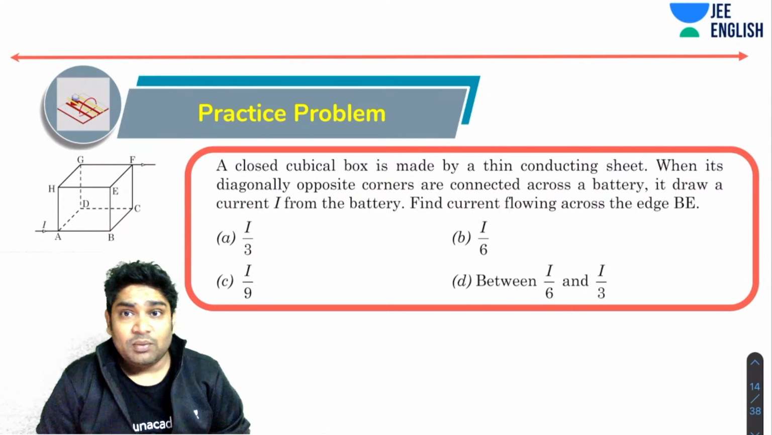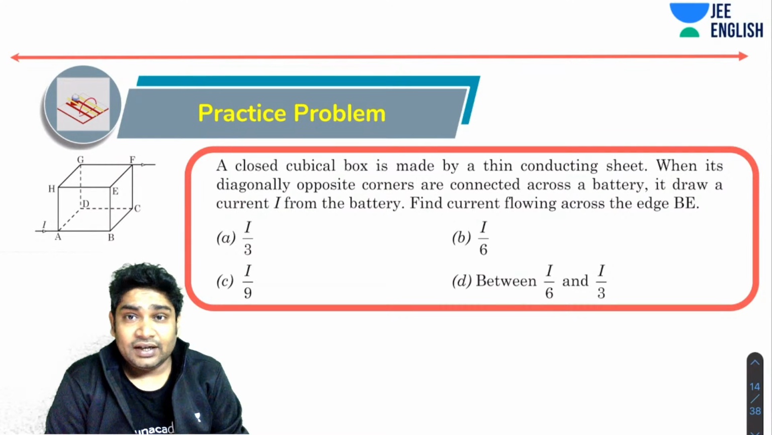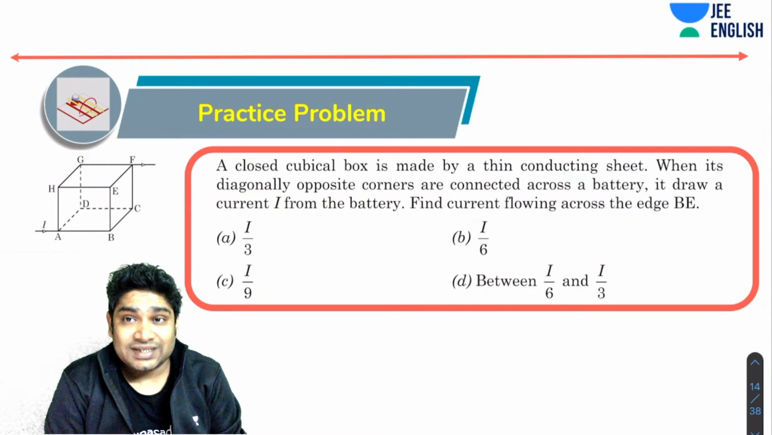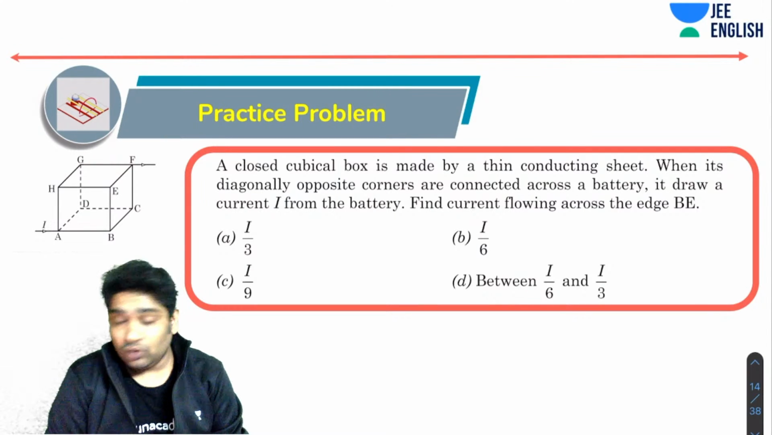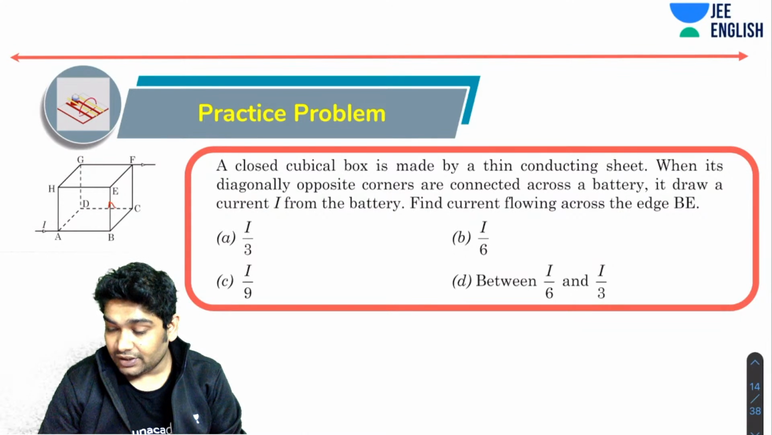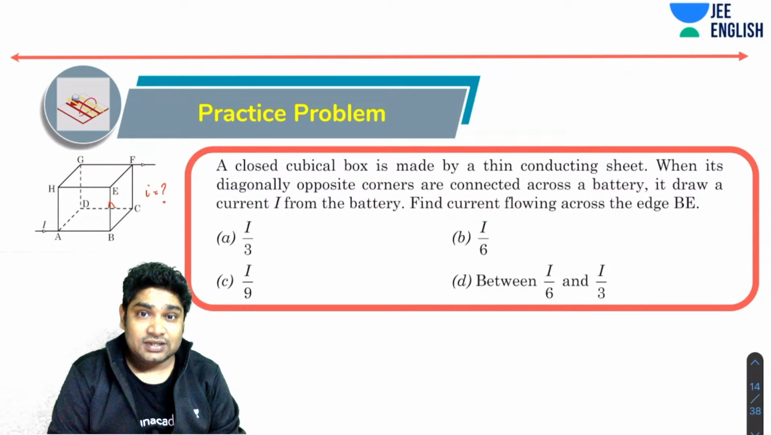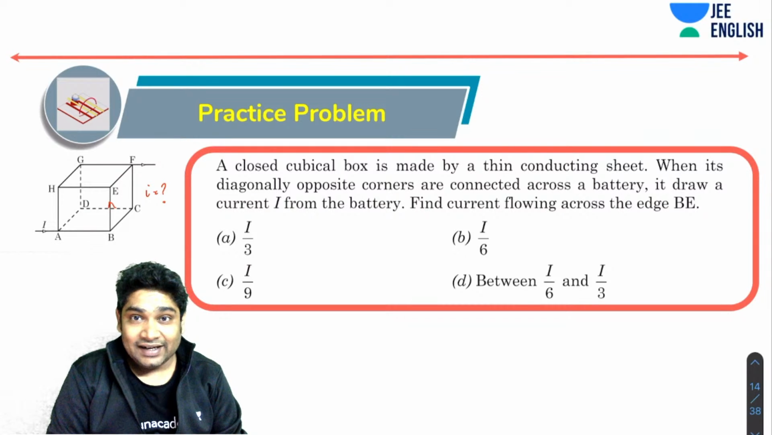A closed cubical box is made up of a thin conducting sheet. When its diagonally opposite corners are connected to a battery, it draws a current I from the battery. Now find the current flowing across the edge BE. What would be the current in this edge? That is what you need to find out. So give it a try and let me know your answers.